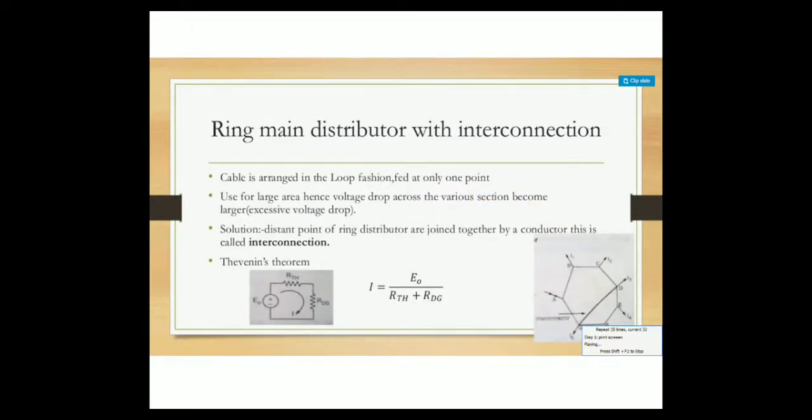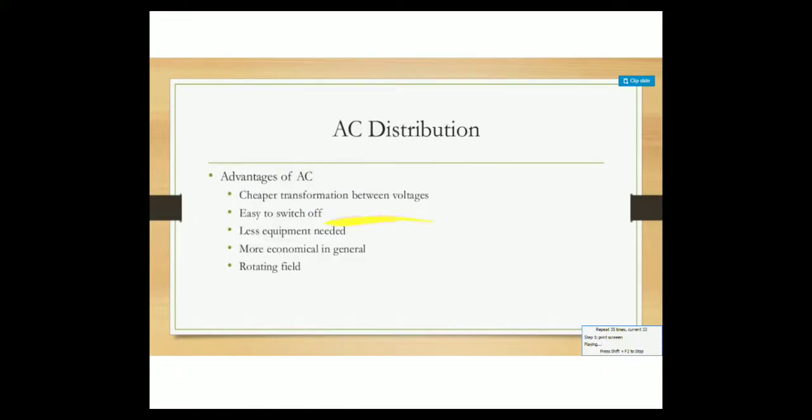And this is a ring main distributor. Ring main distributor is where the cable or wire is arranged in the form of a loop, where the voltage is fed to only one end. The distant points of the ring main distributor system are joined together by a conductor. This is an interconnected distribution system.